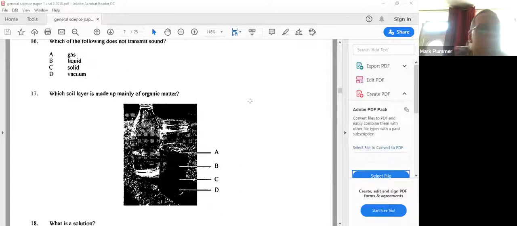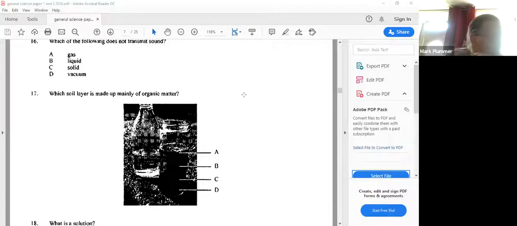Which soil layer is mainly made up of organic matter? This is to do with what's called the Mason test, where you put all the soil into a container and shake it and leave it, and it settles itself out. Again, it's not a very clear picture, okay. But the answer to where the organic matter is B, because that's where it goes.